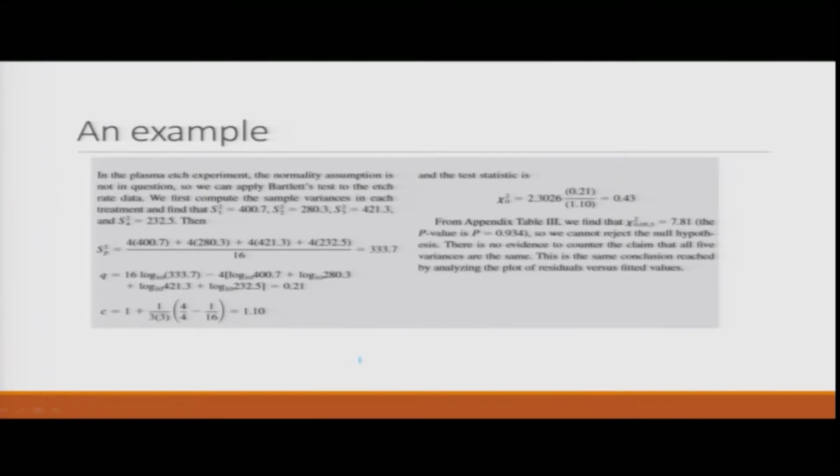So, we cannot reject the null hypothesis. There is no evidence to counter the claim that all the variances are the same. This is the same conclusion reached by analyzing the plot of the residuals versus fitted values. You have seen the diagrams, and now you are trying to corroborate that with your test.